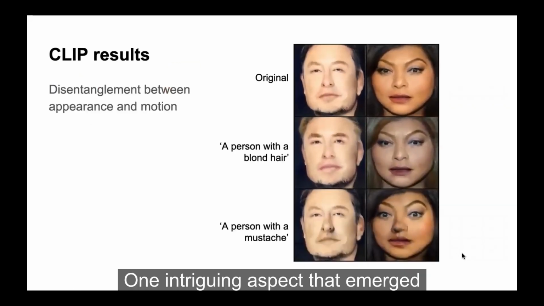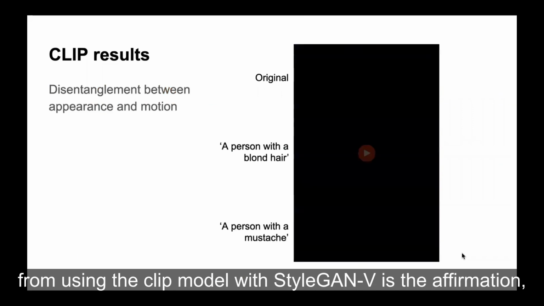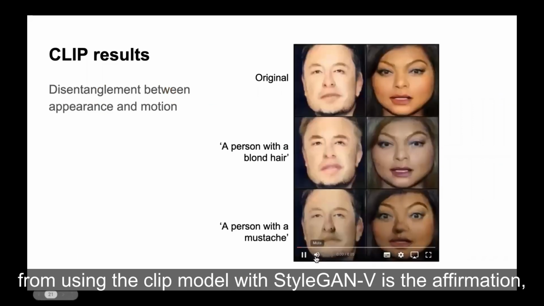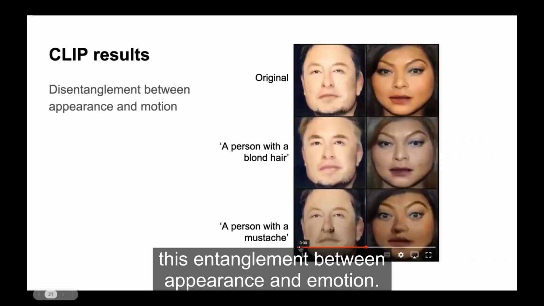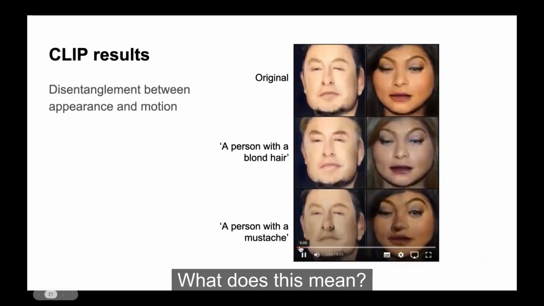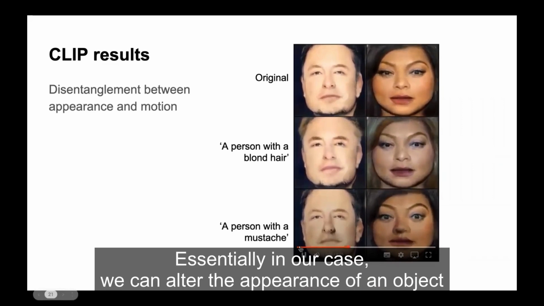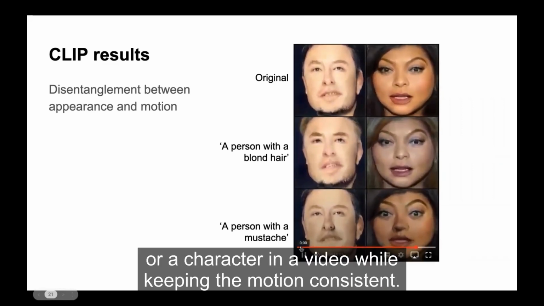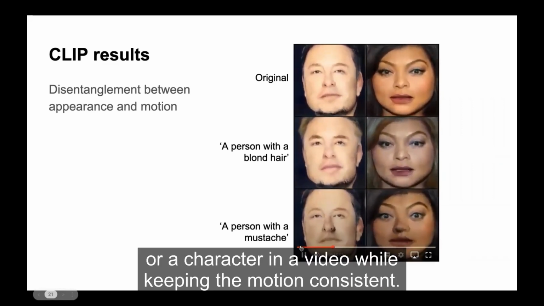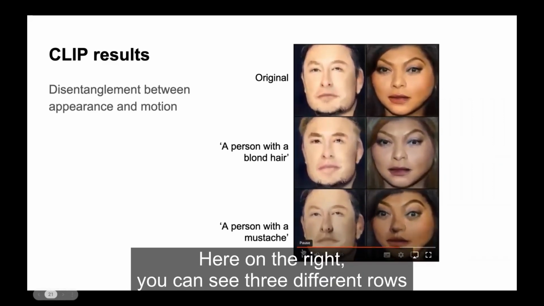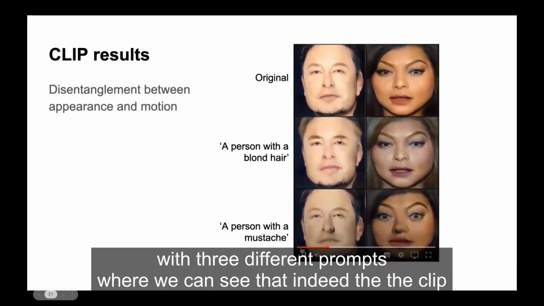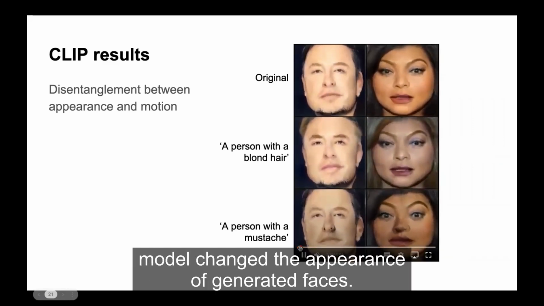One intriguing aspect that emerged from using the CLIP model with StyleGAN-V is the aforementioned disentanglement between appearance and motion. What does this mean? Essentially, in our case, we can alter the appearance of an object or a character in a video while keeping the motion consistent. Here on the right, you can see 3 different rows with 3 different prompts, where we can see that indeed the CLIP model changed the appearance of generated faces.